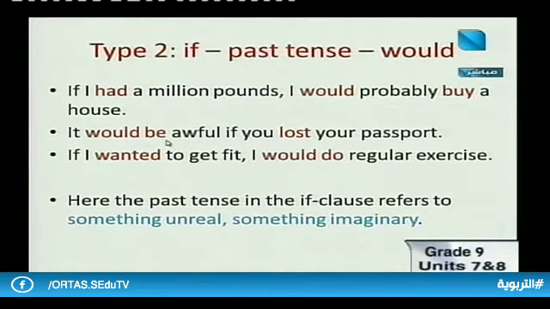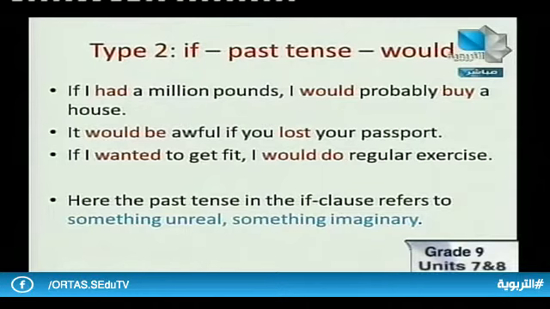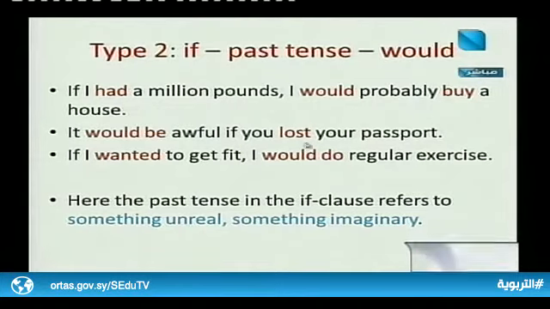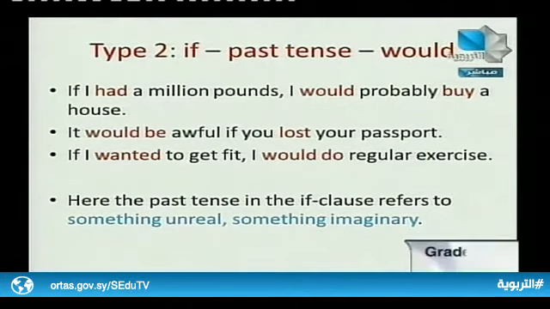A second example. We can start with the second part. It would be awful if you lost your passport. So imagine you are traveling. Awful here means very bad. It would be very bad. Terrible. Yes. If you lost your passport. Of course. So this is an imaginary situation. It means that you didn't lose your passport, but I'm just imagining, I'm supposing something about the present.